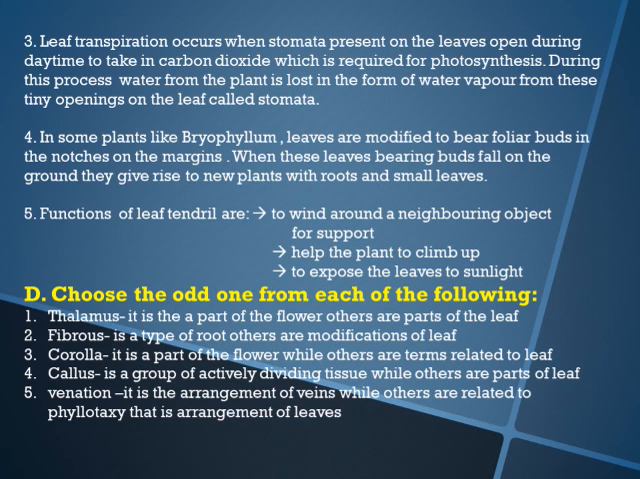Fourth one, callus. You are not aware of callus. It is a group of actively dividing tissue. Tissue means a group of cells which divide very fast. Callus is a group of actively dividing tissue, whereas others are parts of the leaf. Venation is the arrangement of veins, while others are related to phyllotaxy.